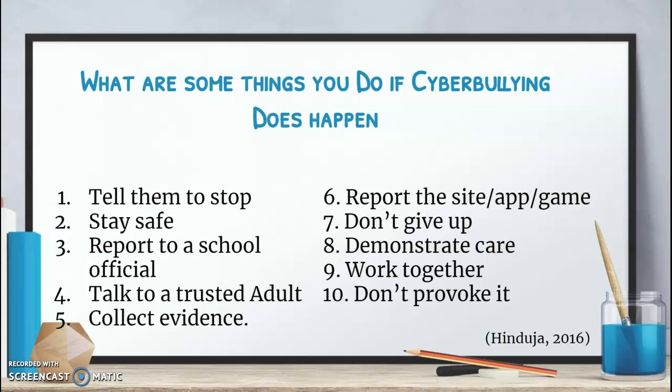So what are some things you can do if cyberbullying does happen? Well, you can tell them to stop, that you're not going to put up with it. You can stay safe. Make sure that you always stay in a safe place. Report it to a school official. We are always here for you to come talk to. Talk to a trusted adult. This might be your mom, your dad, your grandparents, your neighbor next door. Tell somebody that this is happening.